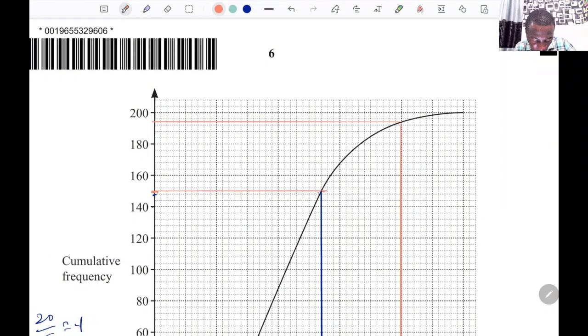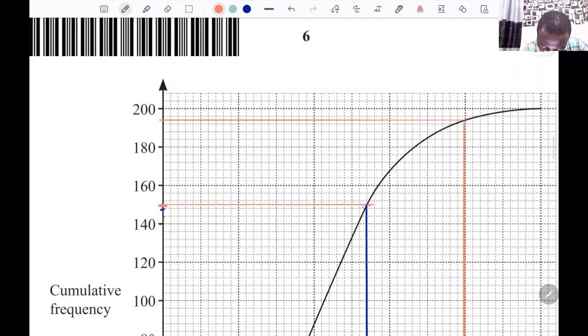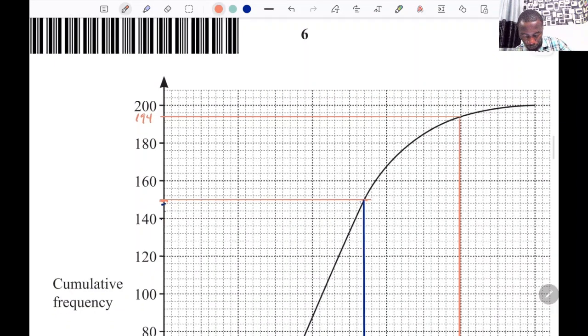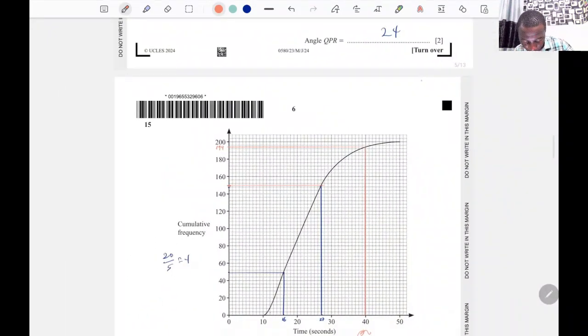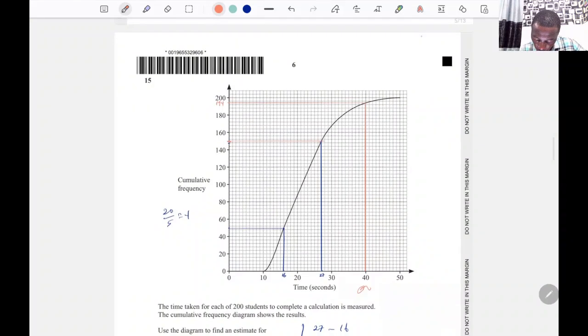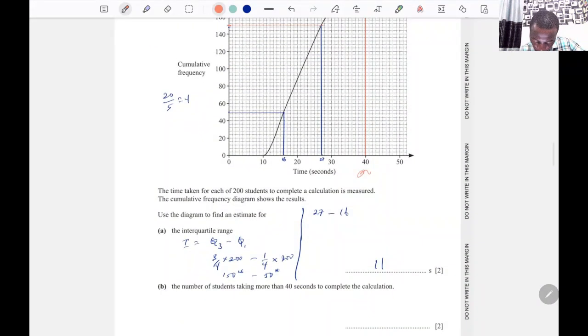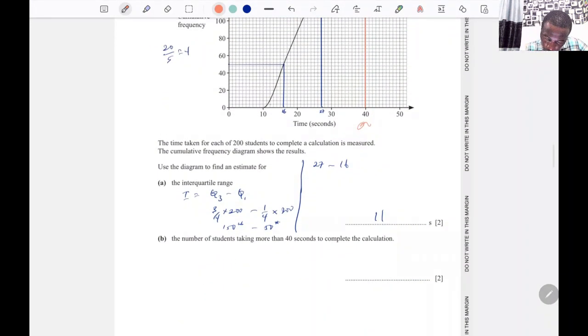So what's the figure there? Let's calculate. Remember, each line there represents 4. So if you add 4 to 180, you have 184, 188, 192. So what we want is between here and 196, but it's down here. That means we're dividing this 4 into 2. It becomes 194. So at that point, we have 194, right? Meaning that those that took more than that will be the difference. It will be 200, which is the total number of students, minus 194, will give us what? 6. So I have 6 as my answer here.